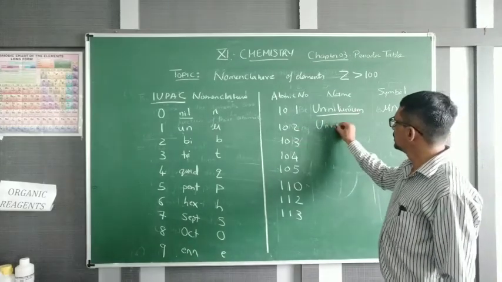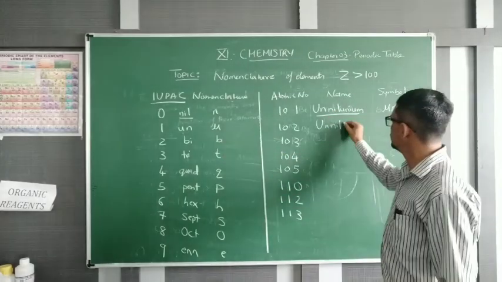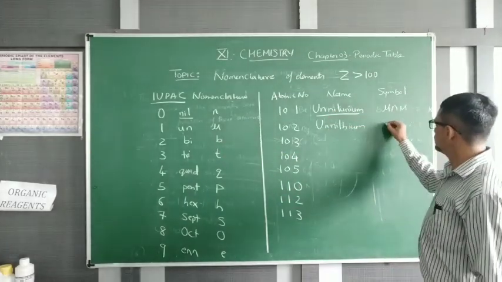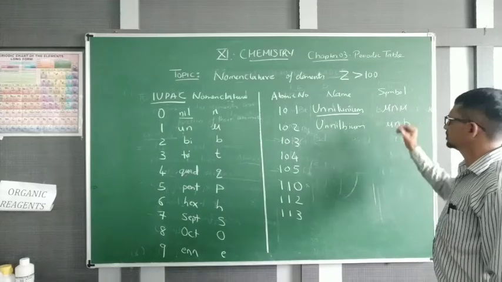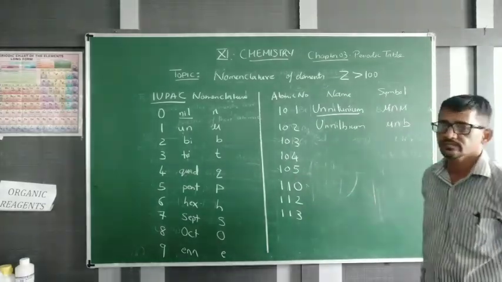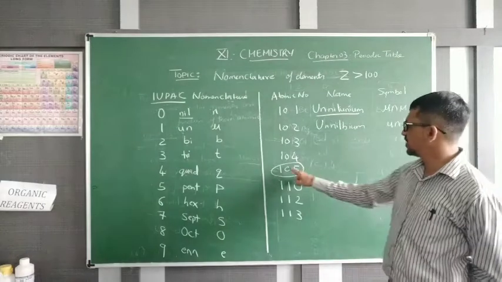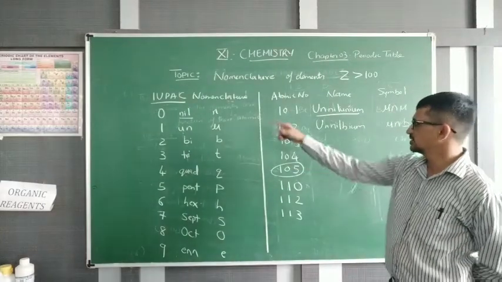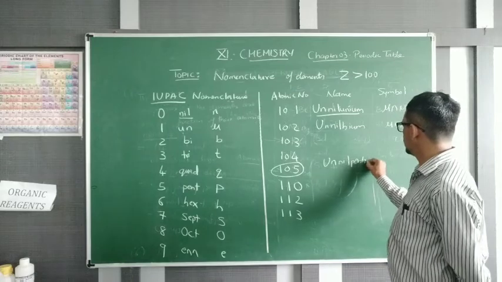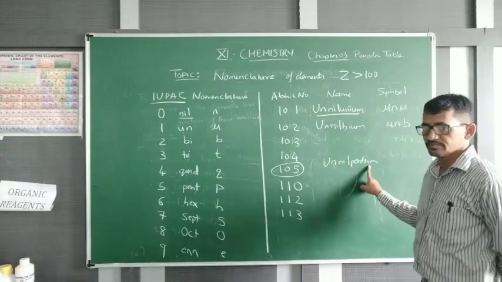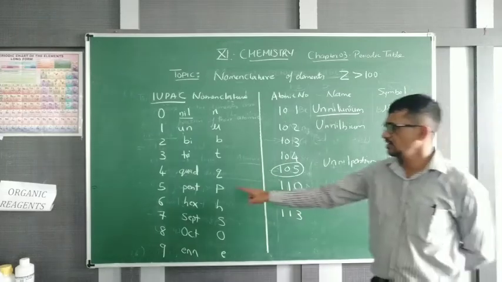Similarly, 102: un, nil, and second is bi, so it is unnilbium. Symbol is U, 0 means N, and bi symbol is B. Similarly, you can write symbols for all the elements. I am writing symbol for 105. 105 is un, 0 means nil, and 5 means pent, so it is pentium. Unnilpentium, and symbol is un means U, nil means N, and pentium means P.